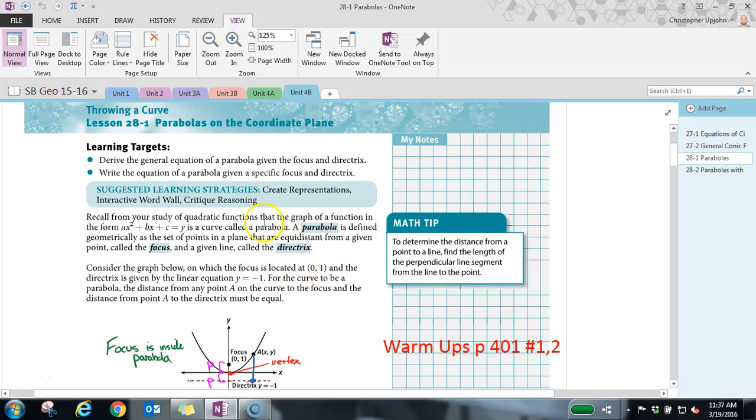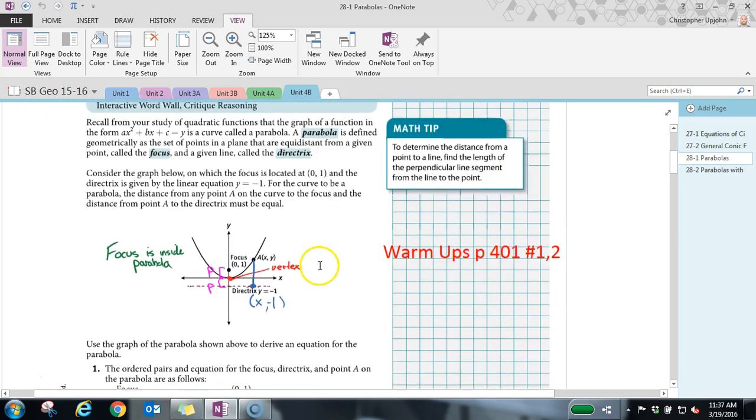All right, we're looking at parabolas. What a parabola is, is a curved figure. It's a U, basically. It's defined by a focus, a directrix, and a vertex.